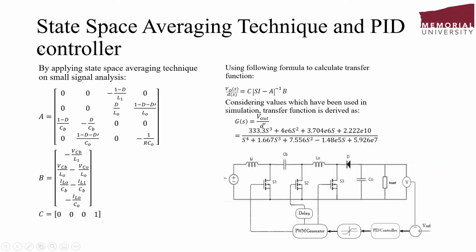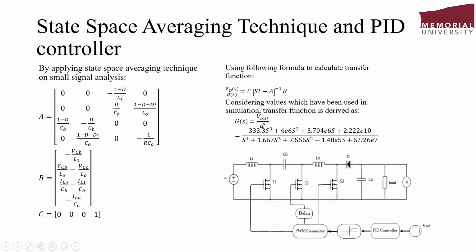In the other part of this article, we have the state space averaging technique and PID controller. We used a state space averaging technique to design a PID controller. By applying the state space averaging technique on small signal analysis, we can obtain the A, B, and C matrices. Using the following formula to calculate the transfer function, as we know, we can use this in a small signal analysis to obtain the transfer function.